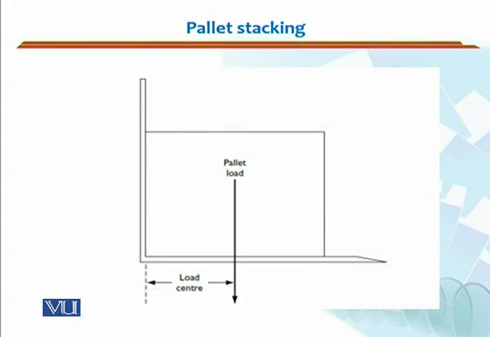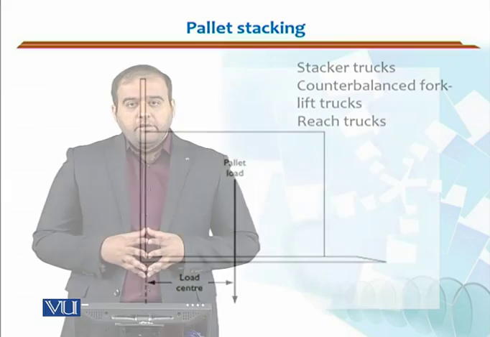This is the diagrammatic representation of the center of gravity point for the fork to lift a pallet. So pallet lifting would be done from the load center, and the load center is shown here. So it's almost the center of the pallet or the load.